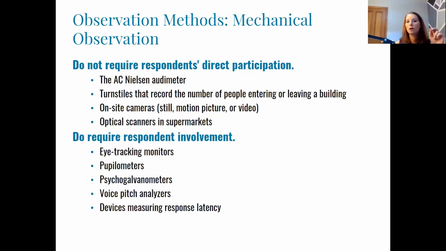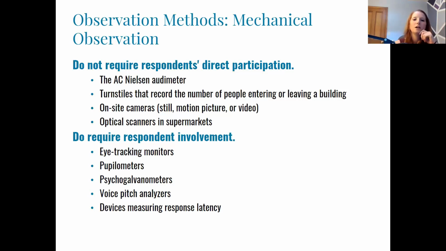Then we have mechanical observation, where we don't actually have to have the participant directly participating. This would be like one of the Nielsen measurement methods. You have an odometer that just plugs in, and it can automatically calculate what you're listening to and how long you listen to it. Cameras, scanners in supermarkets, a turnstile for the subway, counting the number of people.